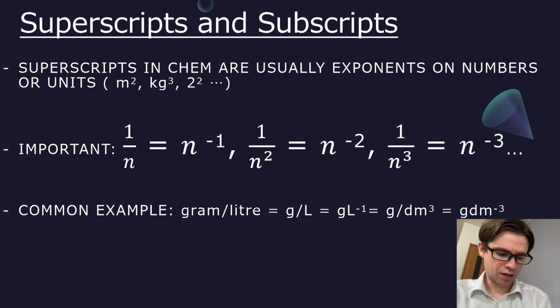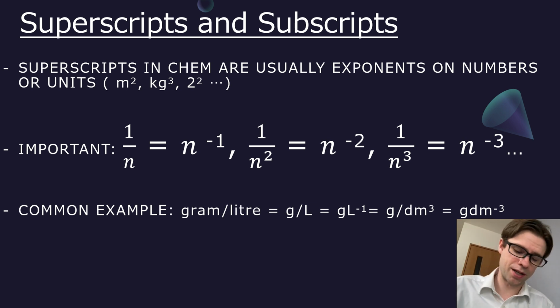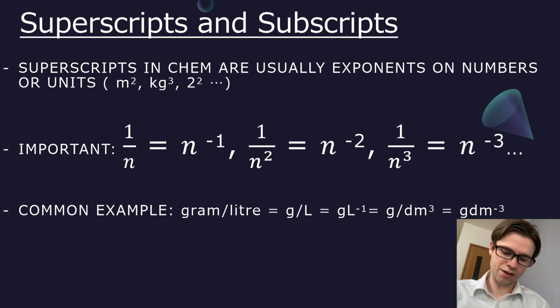So one common example is 1 gram per liter. You can express that as g per L, or g L to the power of minus 1, or g per decimeter cubed, or g decimeter cubed to the power of minus 3. All of these represent the same thing, gram per liter. You can usually choose which one you want to express your answer as, but you have to understand all of these could be written in a question as information given to you.